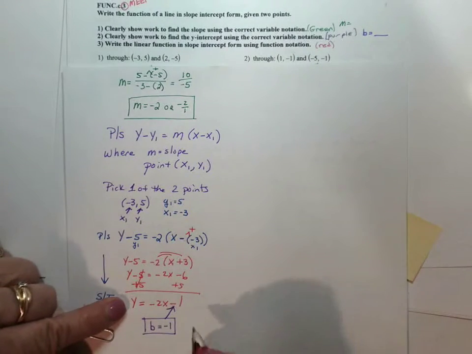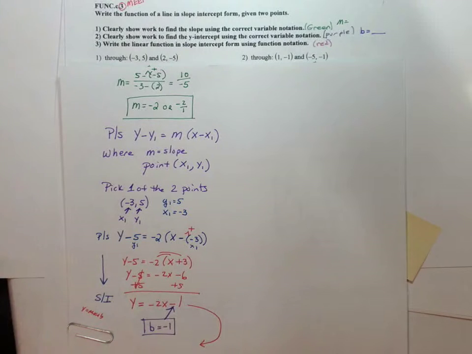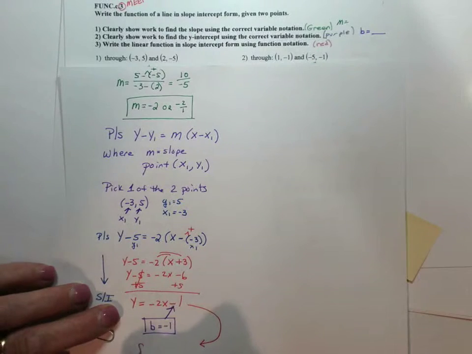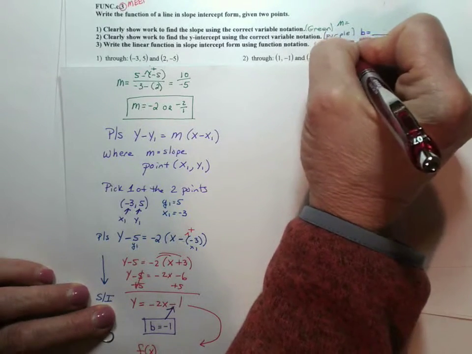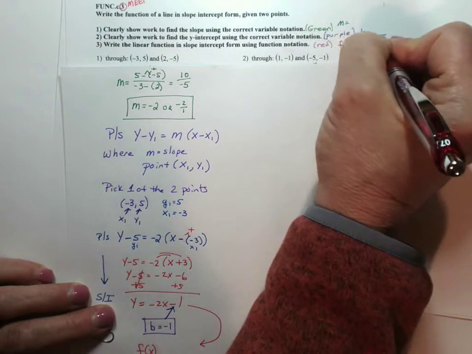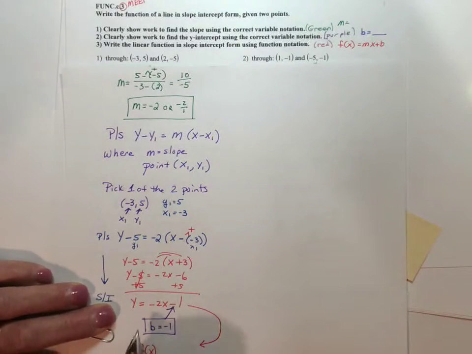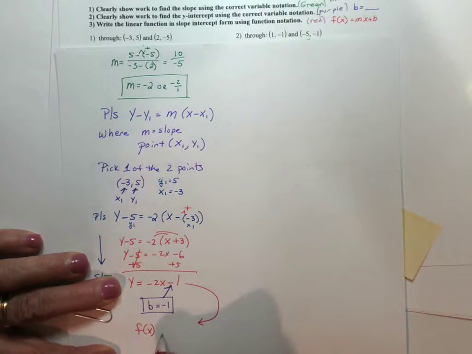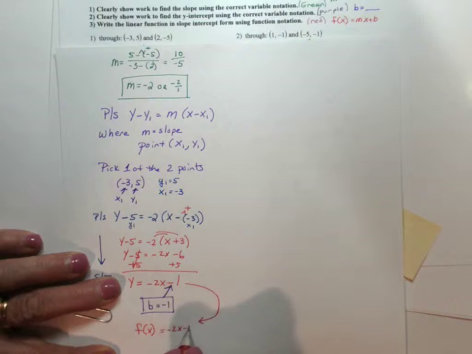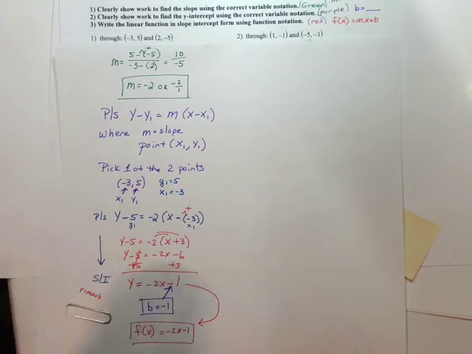And we have the equation in slope-intercept form, but it's not in function form. Function form means that it's going to be f of x. So here we wanted f of x equals mx plus b. So all we're doing is replacing the y with f of x equals -2x minus 1. And there is the equation in slope-intercept form for this linear function. So that's the meets.